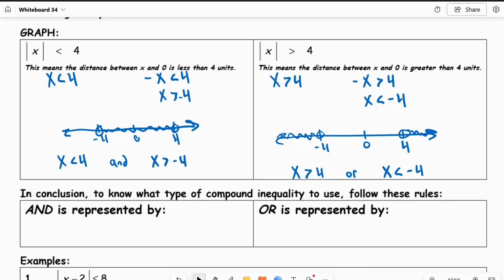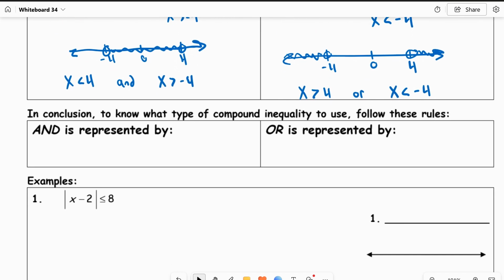So in conclusion, you know which type of compound inequality you are working with because "ands" are represented by less thans. The way to remember this is less than, and obviously the two symbols are your less than or equal to symbol. For "or," these are the greater than symbols, but a way to remember that is by "great-or." And obviously those are represented by our two greater than symbols.